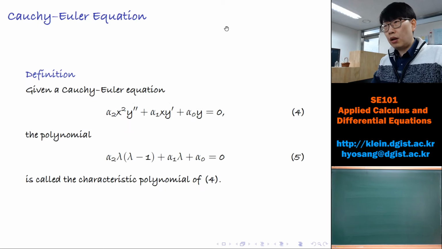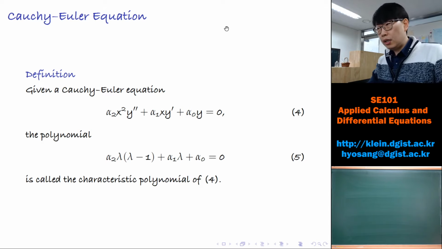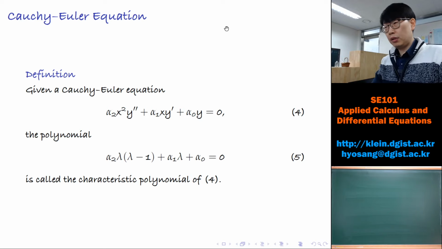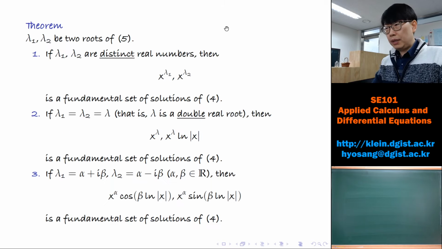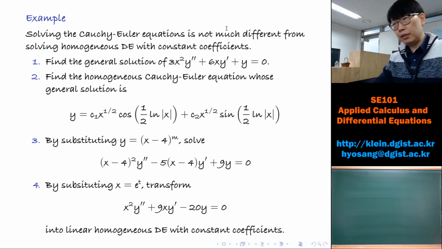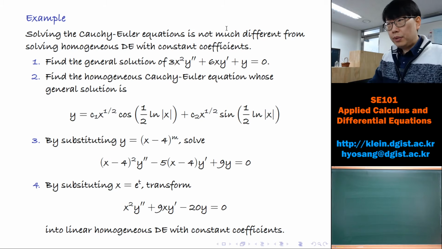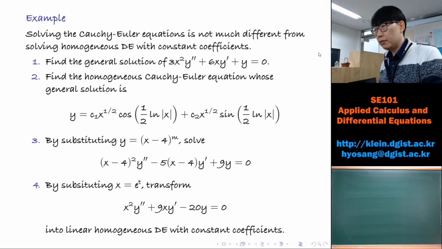And we also learned the Cauchy-Euler equation, where the characteristic equation is a little bit different from that of the constant coefficient linear differential equation, but basically the scheme is similar. So let's see some examples. Solving the Cauchy-Euler equation is not different from solving a homogeneous differential equation with constant coefficients. For example, let's try to solve the first one.